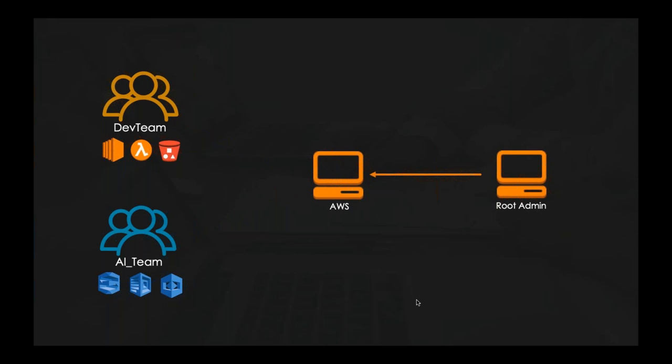As a solution architect, what you will do is create users, create a group, and then give them the permission they are looking for. If this is the dev team which wants access to EC2, Lambda, and S3, then you will give them only that permission. For the AI team, you will give only Lex, Polly, and Rekognition services. What services they are looking for, you will give only that particular permission. In this way, you can control what they can and cannot do.